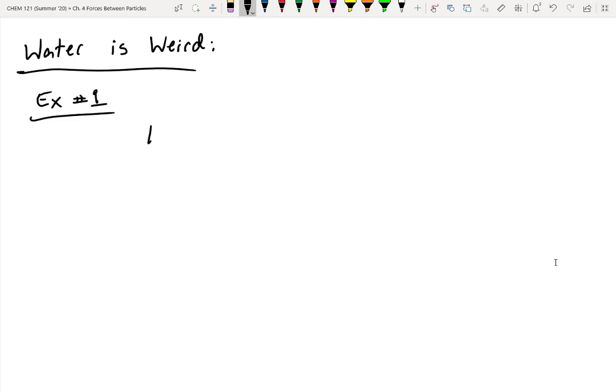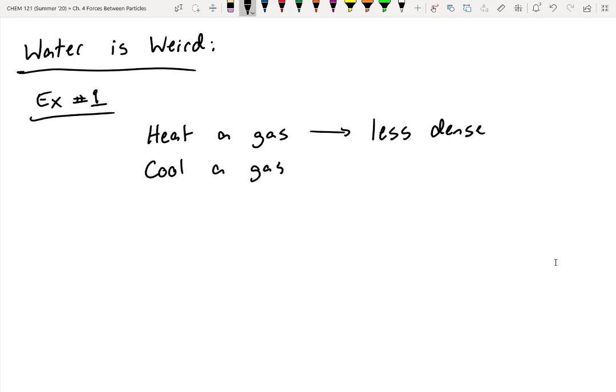So let's imagine that you heat a gas. If you heat, let's say, the gas on the inside of a hot air balloon, you're going to make that gas less dense, right? That's why hot air balloons float. Conversely, if you cool a gas, you can make it more dense, right? This is true for just about any gas on our planet, right?